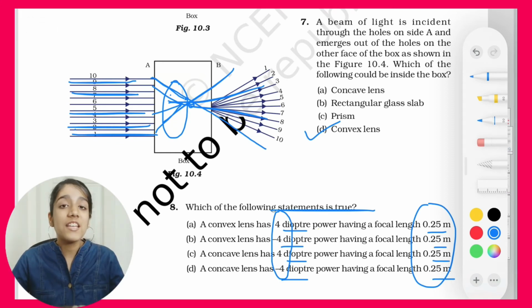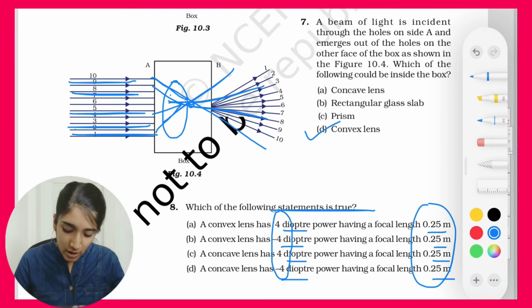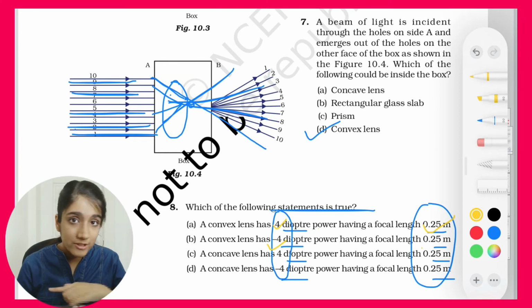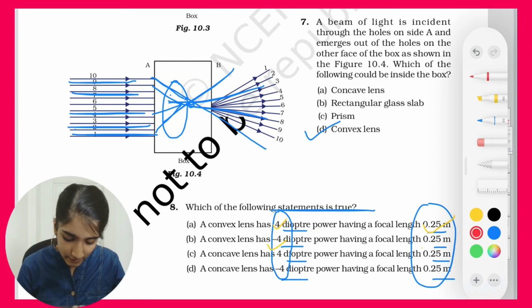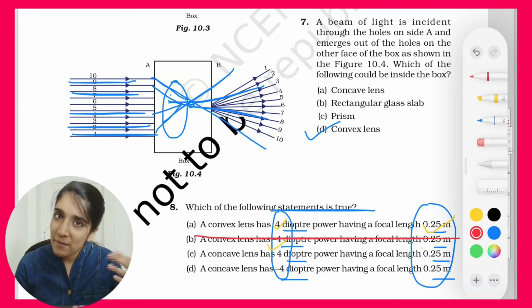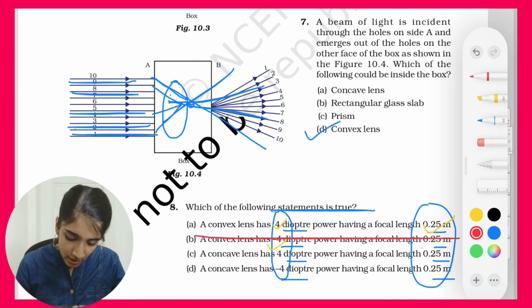Then the next thing is to check the signs. If the focal length has a minus sign, then the power should also have a minus sign. So here it is positive, then the second one negative, positive. Now this can be eliminated directly because if the focal length is negative, the power should of course be negative. Now let's move forward with option C. Here it is positive, here it is negative and positive, so this can be eliminated. Option D.